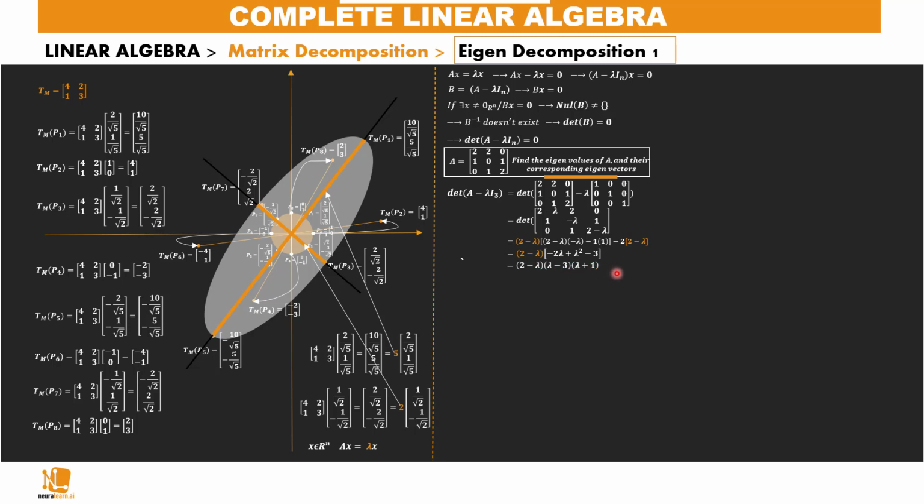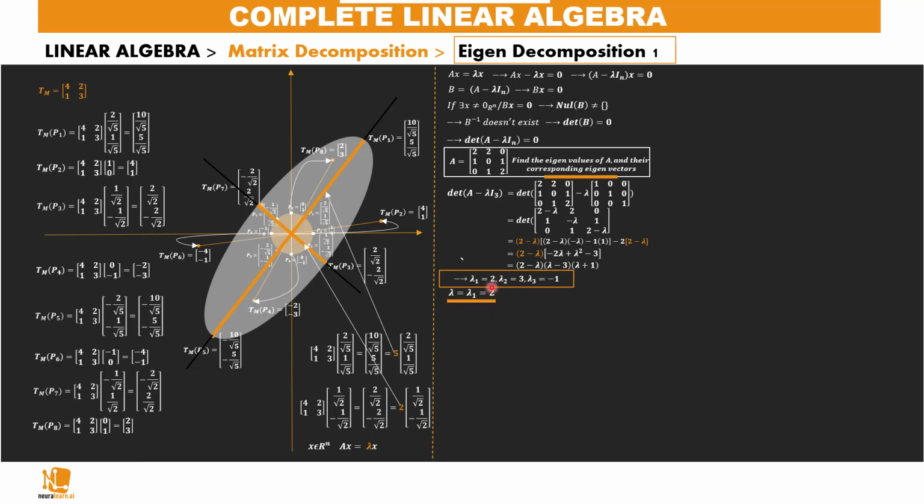Now, coming back to the characteristic equation, we have that the determinant of A minus lambda I3 equals 0. So this equals 0. And if this equals 0, it means that we have 3 different eigenvalues, which are lambda 1 equals 2, that is when 2 minus lambda equals 0, lambda 2 equals 3, that is when lambda minus 3 equals 0, and lambda 3 equals negative 1, that is when lambda plus 1 equals 0. Now that we have the eigenvalues, let's go ahead to find their corresponding eigenvectors.